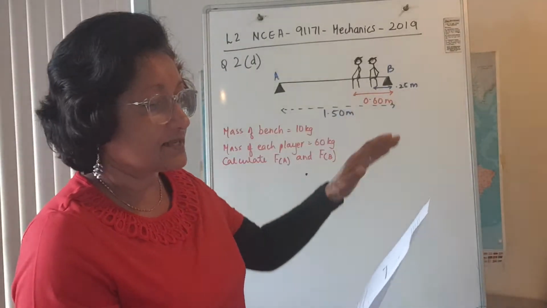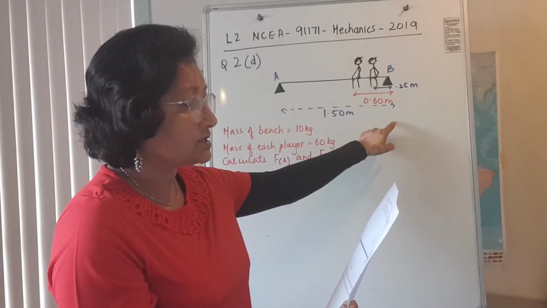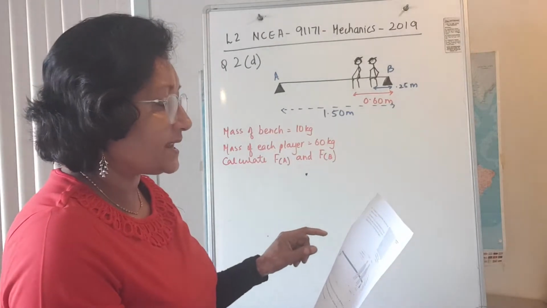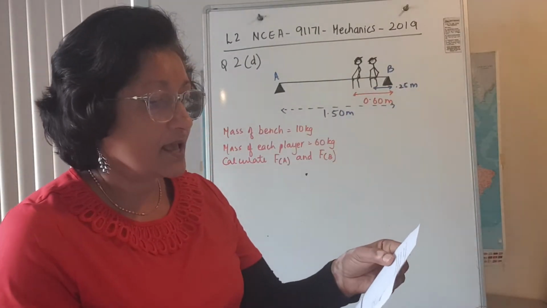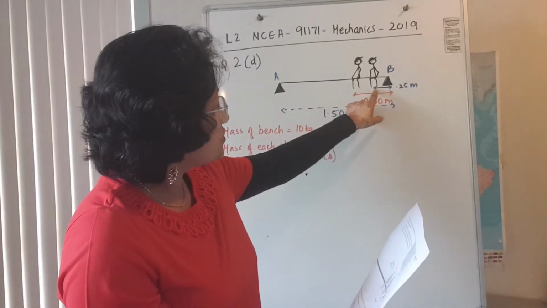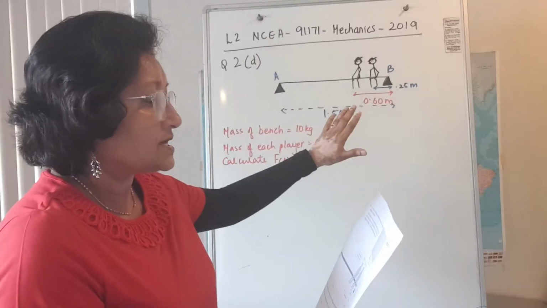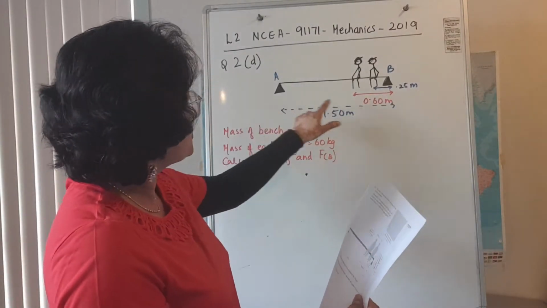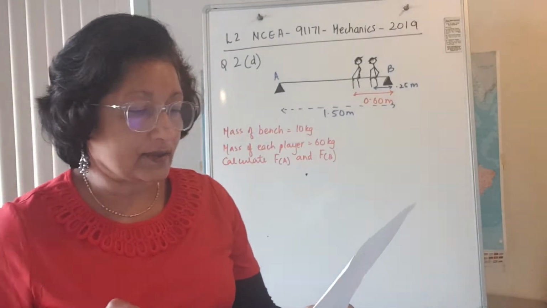So I've just drawn this here. The bench is 1.50 meters long and has a mass of 10 kilograms. Each player has a mass of 60 kilograms. Player 1 is 0.25 meters from end B and player 2 is 0.60 meters from support B. So they've got two supports, A and B. Okay, we've got to do two things here.